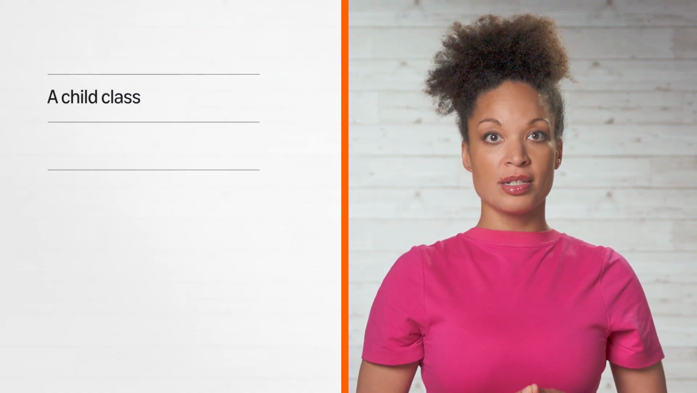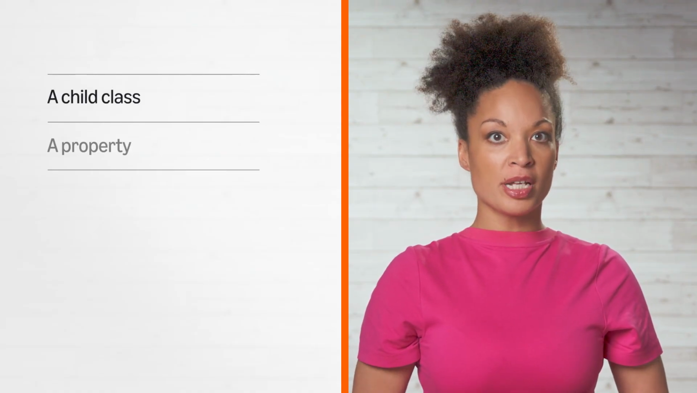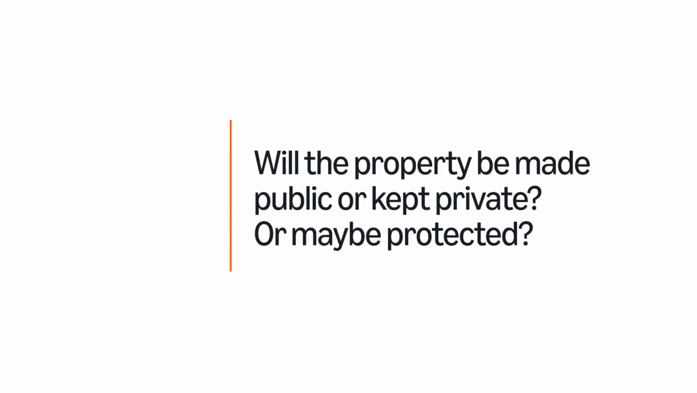Let's return to Sidekick. Let's imagine Sidekick has a child class named newRobot. Sidekick also has a property called battery charge. What will happen with this property in the child class newRobot? Will the property be made public or kept private, or maybe protected? Let's see how each access modifier affects access to the property.